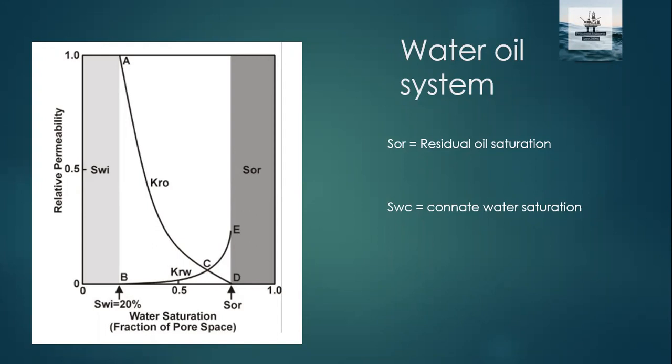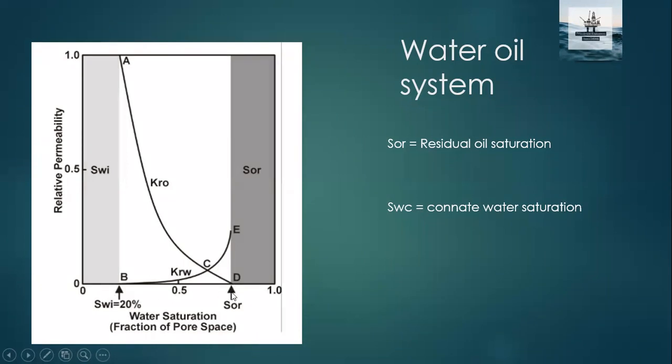If you observe over here, we have two different permeabilities: KRO and KRW. KRO represents relative permeability of oil and KRW represents relative permeability of water. Here it is the irreducible or residual oil saturation, and here it is SWI. So we have to see how much percentage of SWI is present and how much percentage of SOR is present.